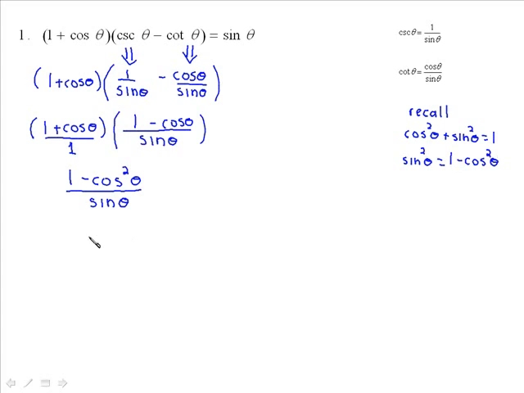Now you can see where this one is going. Replace the 1 minus cos squared with sine squared, which is over sine theta. And if you divide out a factor of sine theta, you will be left with just sine theta, which is equal to sine theta. So we've done it. This would be considered a mid-plus type of proof.